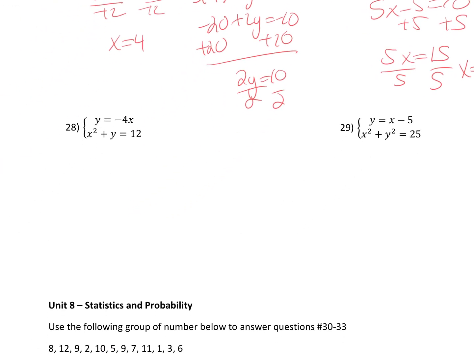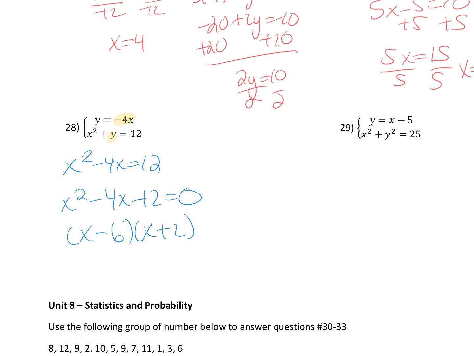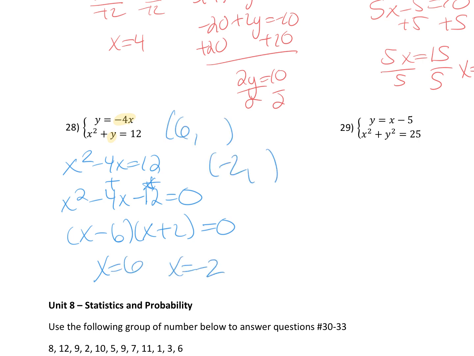Now for our non-algebraic systems, I'm still going to use substitution. So x squared minus 4x equals 12, x squared minus 4x minus 12, (x minus 6) and (x plus 2). Sorry, that got a little messy. Minus 12. So multiplies to negative 12 and adds to negative 4 would be negative 6 and positive 2, which means my x solutions are positive 6 and negative 2. Now to get the y solutions, I'm going to plug each of those back in. So negative 4 times 6 gives me negative 24. And negative 4 times negative 2 gives me 8.